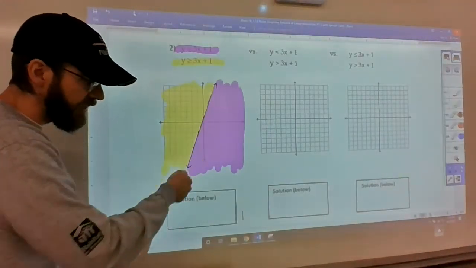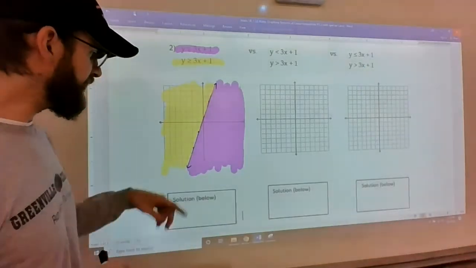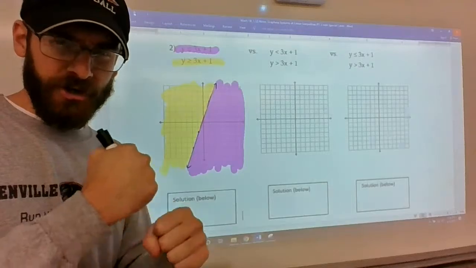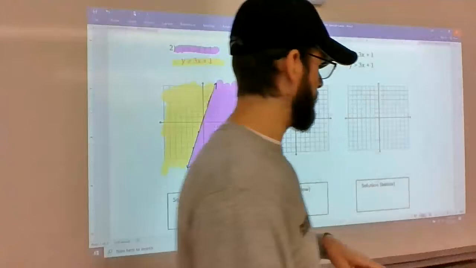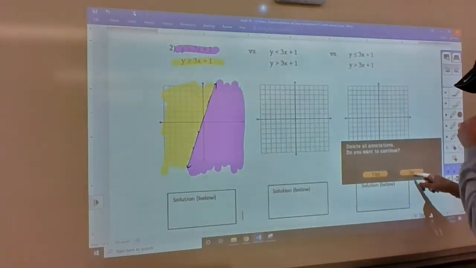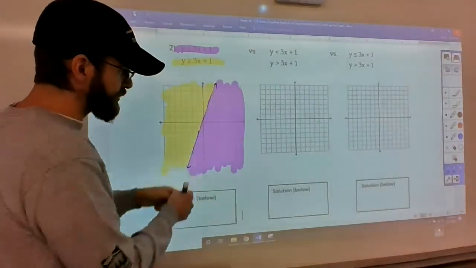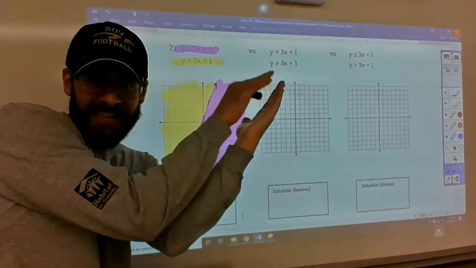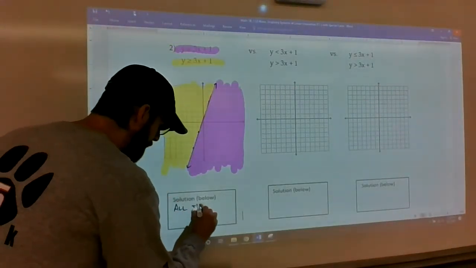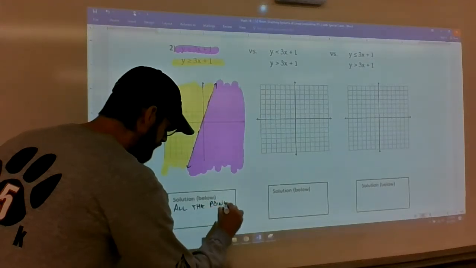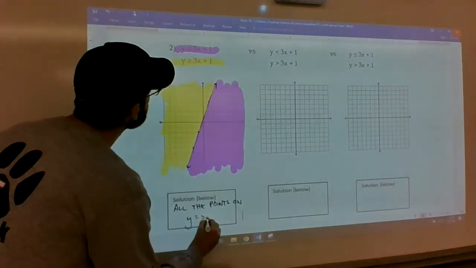They share the line because they're both equal to. So technically this line should be that mixture color between yellow and magenta. But we know what that means. It means all the points on that line are solutions. They overlap on a line. So it's all the points on y equals 3x plus 1.